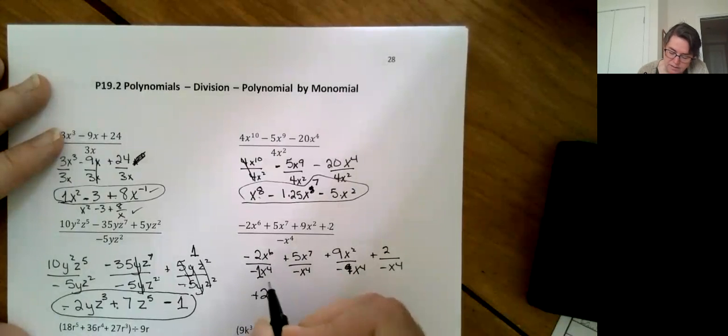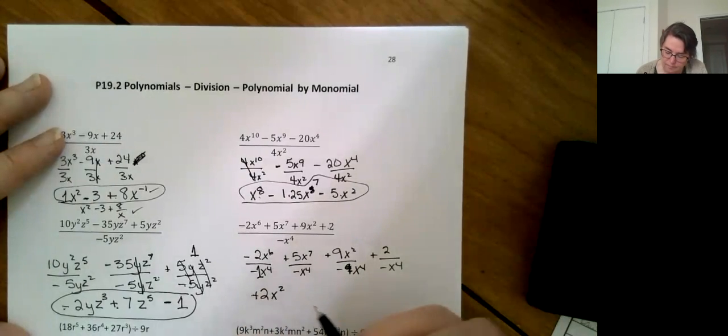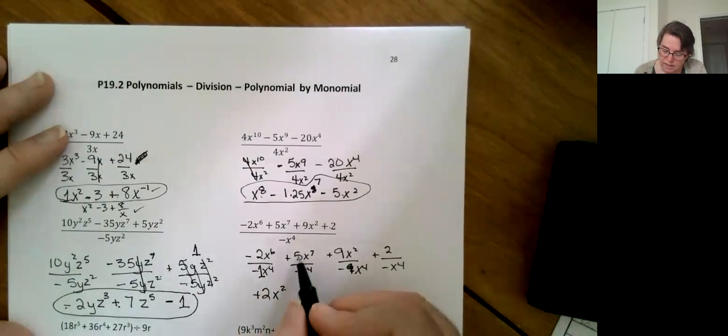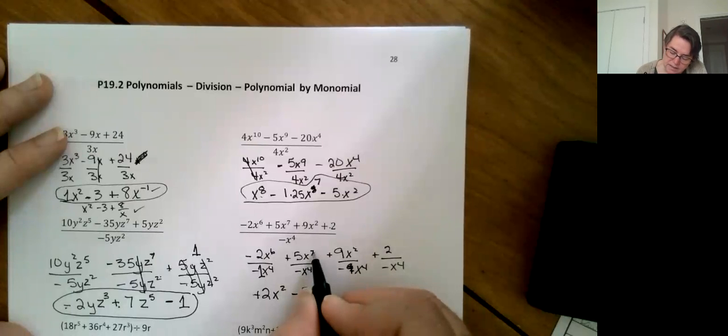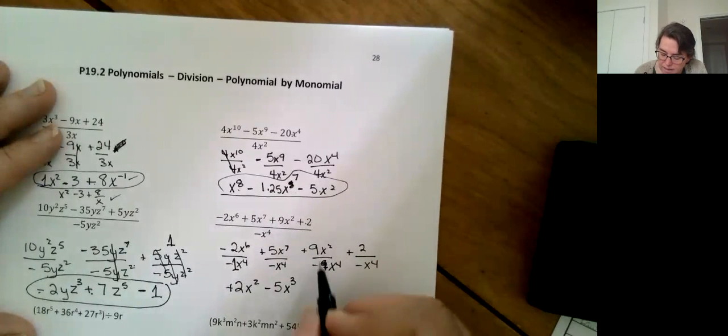We'll do it so it's easier to say. 2 divided by 1 is 2. X to the 6th divided by x to the 4th is x squared. And same thing here. There's an understood 1 there, so that's going to give me minus 5. So it's 5 divided by minus 1. x7 divided by x4 should give me x to the 3. 9 divided by minus 1 is going to be minus 9.